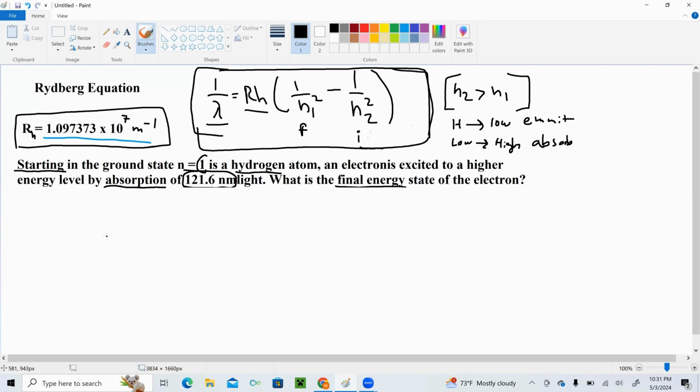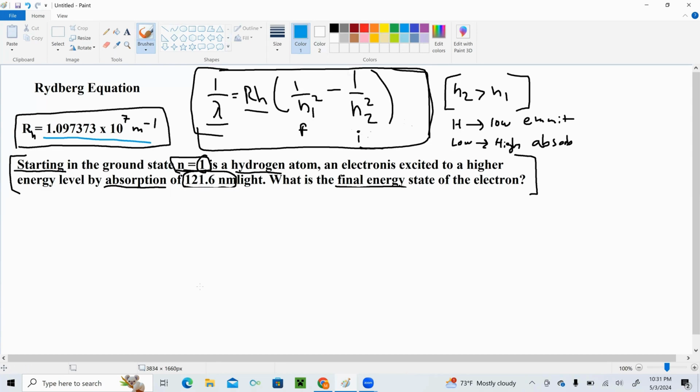In this video we're going to be going over the Rydberg equation, how to solve problems like this. So let's begin. Starting in the ground state of n=1 is a hydrogen atom. An electron is excited to a higher energy level by absorption of 121.6 nanometers of light. What is the final energy state of the electron?